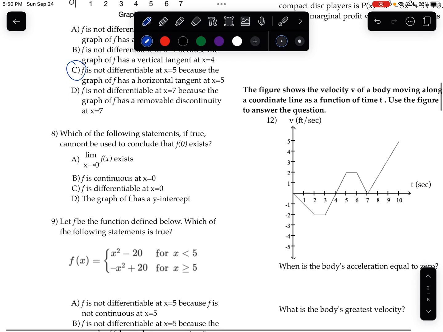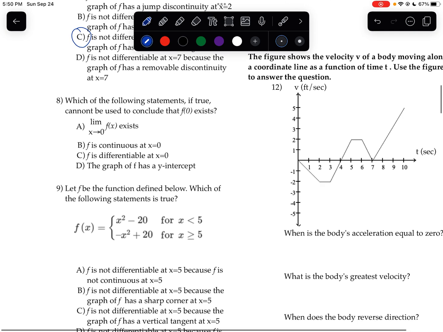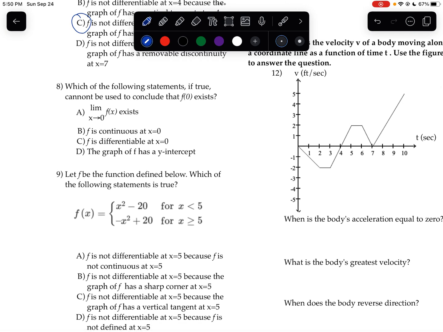Which of the following statements, if true, cannot be used to conclude that f of 0 exists? So, assuming all these are true, which of the following statements cannot be used? Okay, so A, the limit as x approaches 0 of f of x exists. So here, remember what the definition of a limit was. A limit is what's happening near, not what's happening at. So the limit as x approaches 0, I'm just going to jump over this graph right here just to illustrate it.